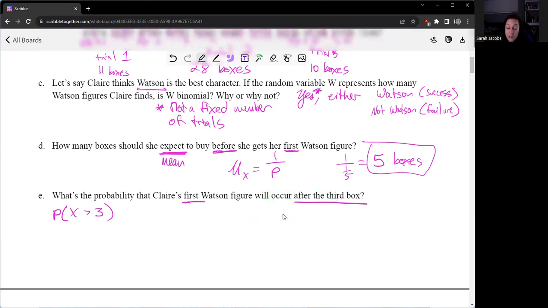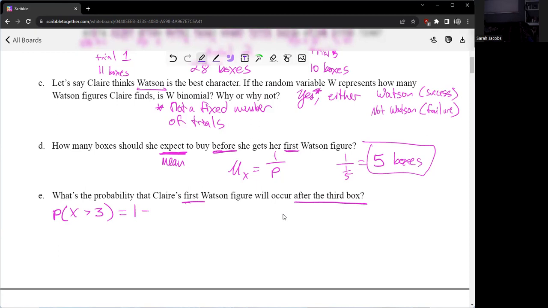And because our geometric and binomial distribution functions, or density functions, are giving us what's to the left, we need to think about how we find what's to the right. So the probability of everything always adds up to 100%. So we're going to do 1 minus.